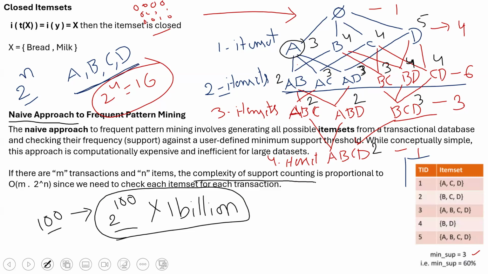Now let's calculate the complexity. Complexity is nothing but the computational efficiency, or the computation cost, of this particular approach. If I generalize, n is the number of items, and 1 billion is the number of transactions. If I say the number of transactions is m, then this is 2 to the power of n into m. That is the computational complexity, or time complexity, of this particular approach.